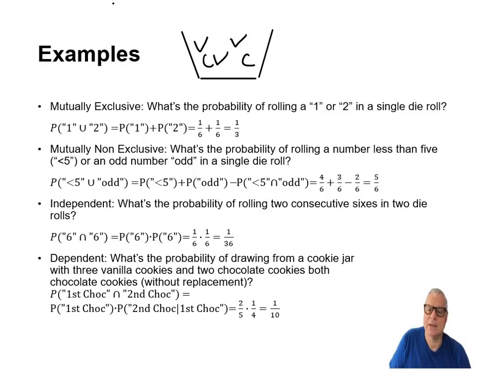So then in the first draw without replacement, there are 2 chocolate cookies, so that's 2 over 5. But now 1 chocolate cookie is gone, so the probability that the second is a chocolate, given that the first one was already a chocolate cookie drawn, leaves us with 1 over 4. And then we have 2 over 5 times 1 over 4, which is 2 over 20, or 1 over 10.